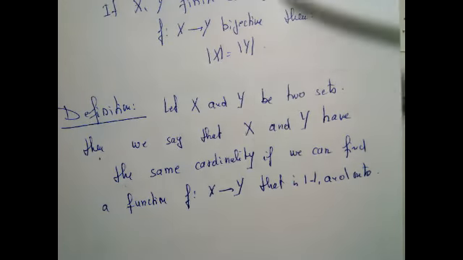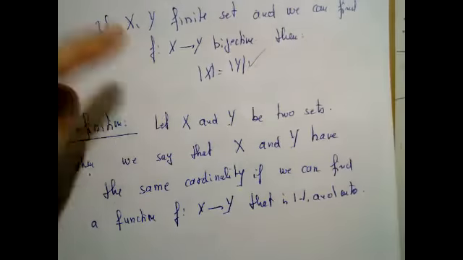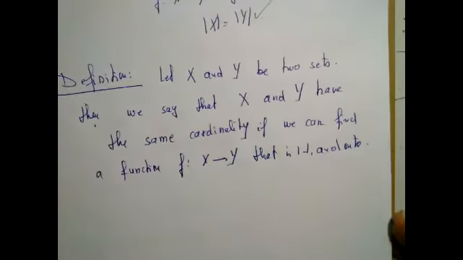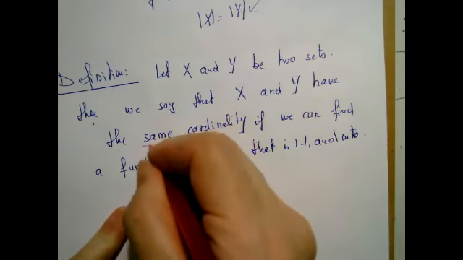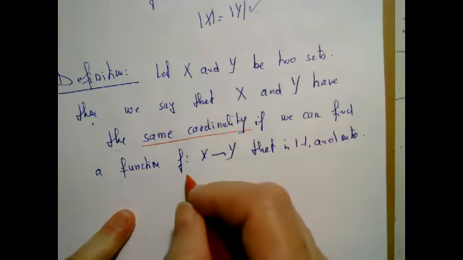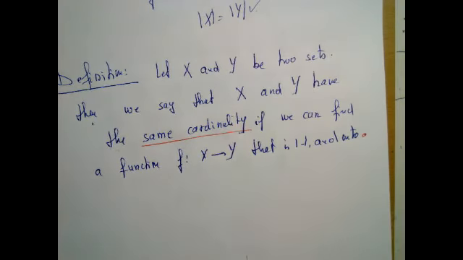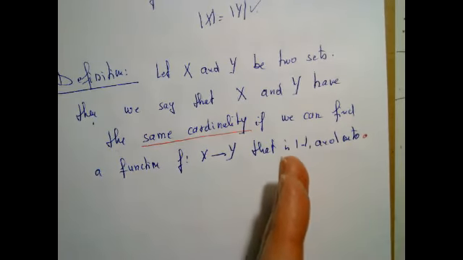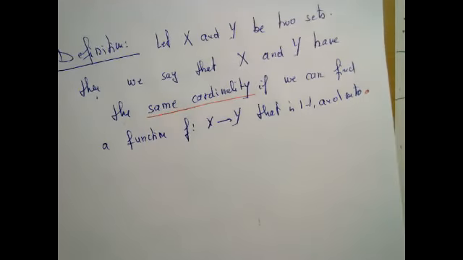If the sets are finite and we can find a bijection, then naturally the cardinality is the same, because of this 1-to-1 onto correspondence. Now, if two sets are infinite, we say that they have the same cardinality if we can find a function from X to Y that is 1-to-1 and onto. That's what it means to be the same. So we can have this 1-to-1 correspondence. Everything in X will correspond to a unique element in Y, and everything in Y is coming from an element in X. Okay, so let me ask you the following questions.